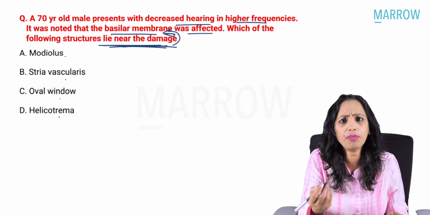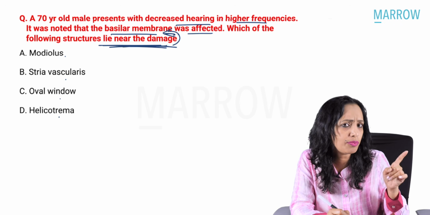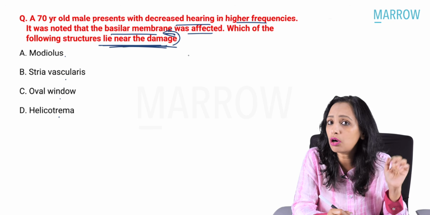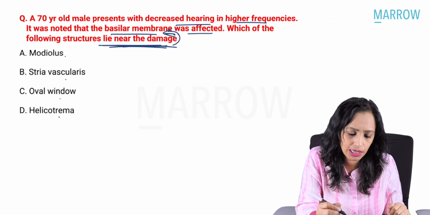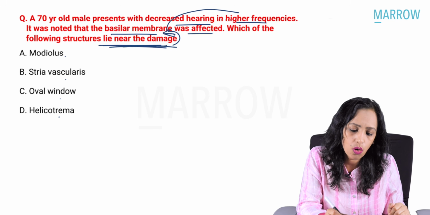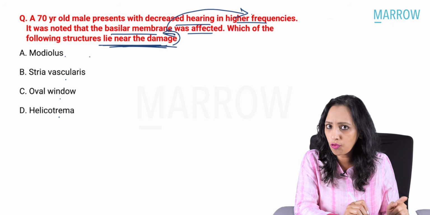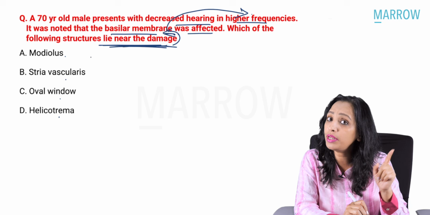So is the whole of the basilar membrane affected? If the whole of the basilar membrane is affected, it means the whole of the organ of Corti will be affected, which means all the sounds will be affected. But here what we are seeing is that there is decreased hearing only in the higher frequencies, which means that the organ of Corti or the basilar membrane has got affected only in the higher frequencies.